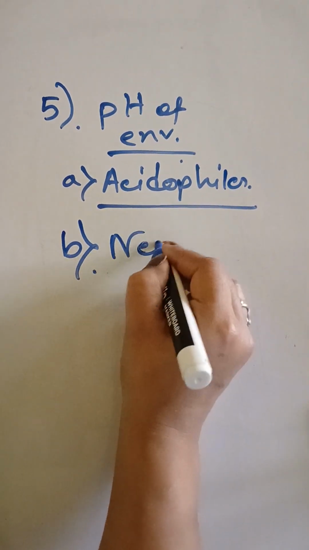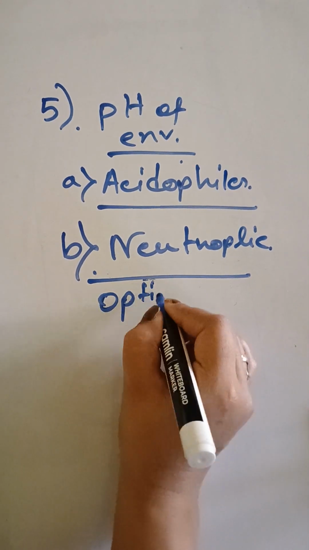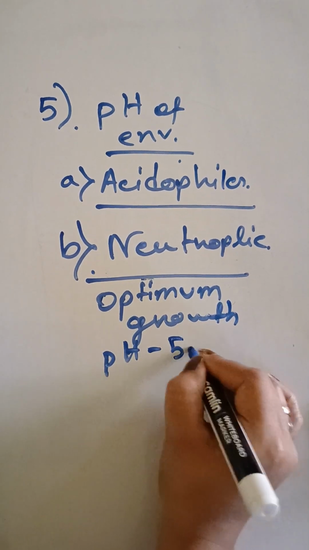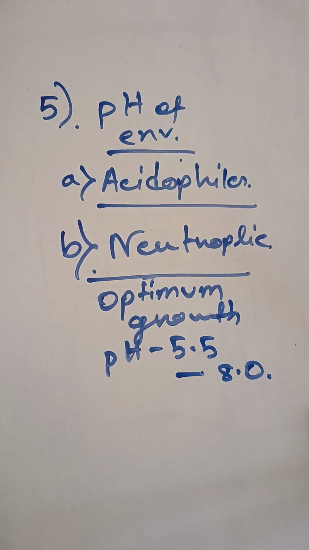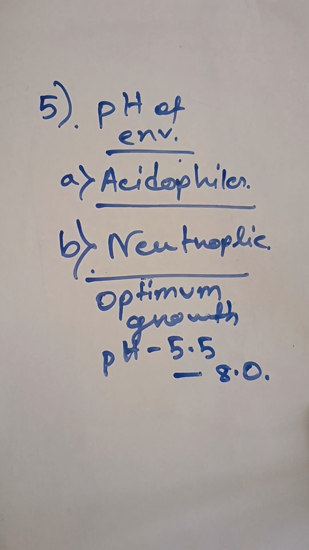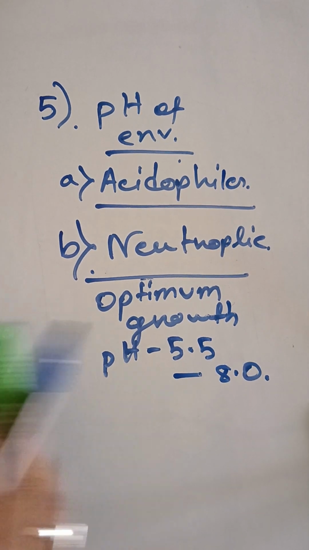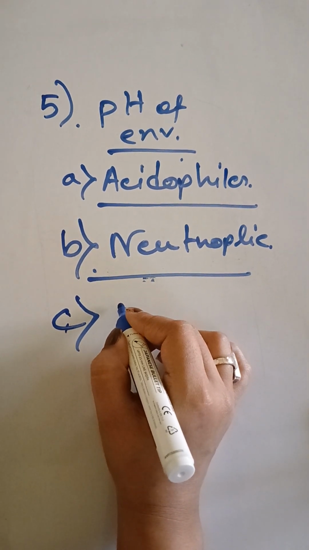Second one is neutrophile. The optimum growth is seen at a pH range of 5.5 to 8.0. Acidophiles grow at about 0 to 5.5. Neutrophile means neutral. The pH is neutral in the medium, and bacteria or any other type of microorganism that can grow well at that neutral pH, about 5.5 to 8, are neutrophiles. And the third one is alkaliphile.